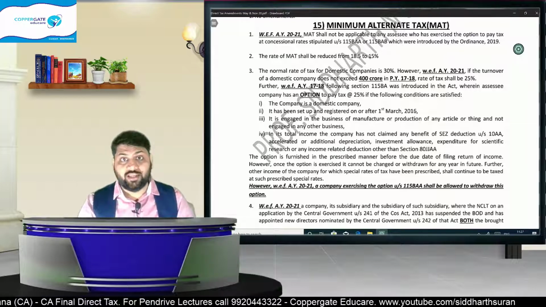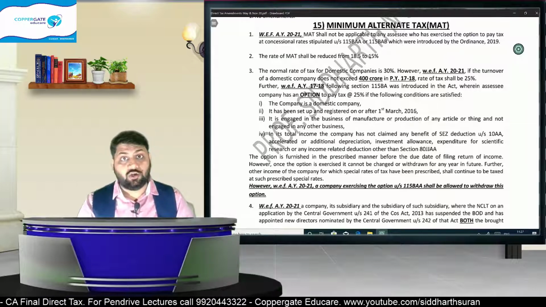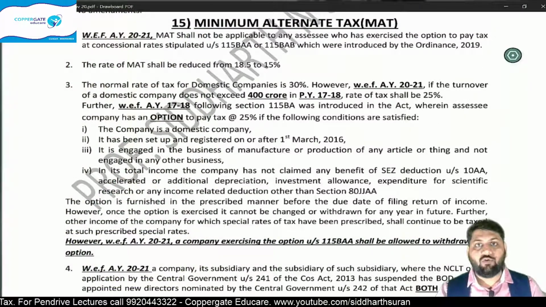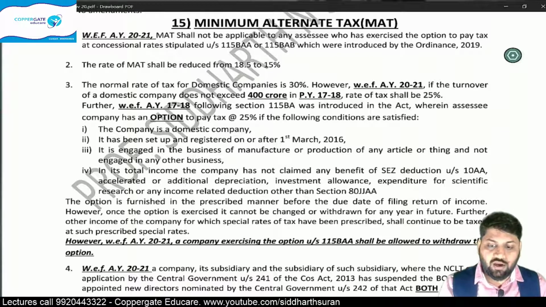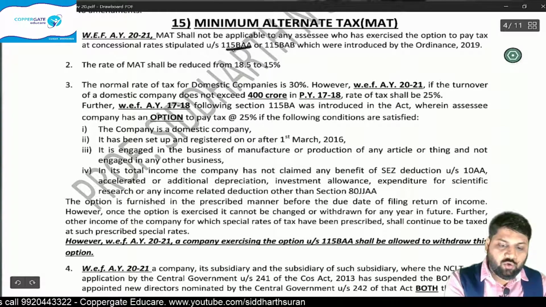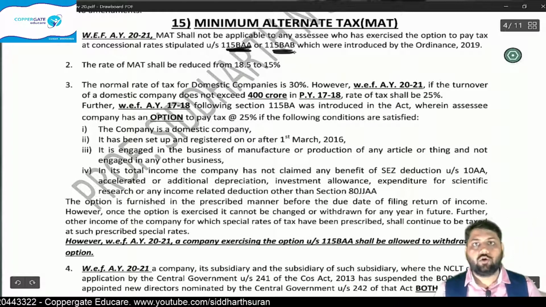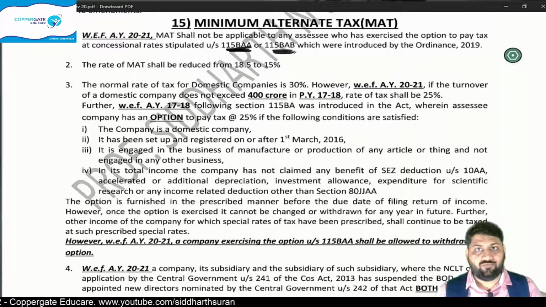especially after the ordinance of 2019. The Taxation Laws Amendment Ordinance was announced. Let's see what are the amendments in MAT one by one. First of all, the amendment ordinance announced two new sections for corporate assessees, section 115BAA and section 115BAB. Two new sections have been announced for corporate assessees.